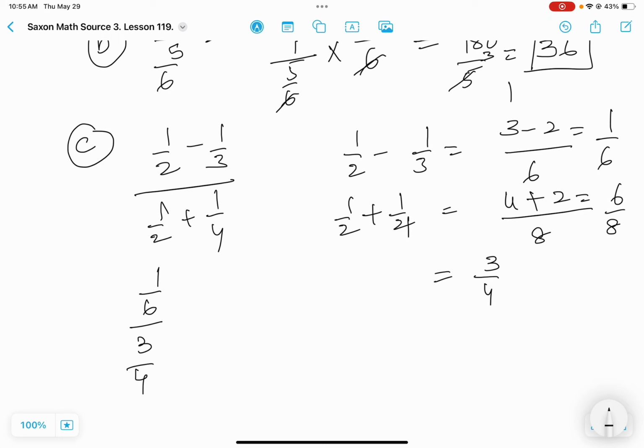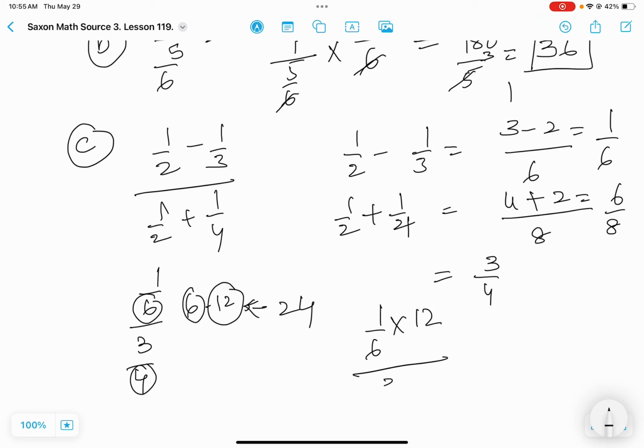Now how are we going to solve it? 6 times 4 is 24. So 24 is divisible by 6 as well as 4. What other number can be used? Let's go with multiples of 6. 6 is not divisible by 4. The next is 12. 12 is divisible by both 6 and 4. So it is 1 by 6 times 12 over 3 by 4 times 12. So let's simplify. 2 by 9 is your answer. That is C.